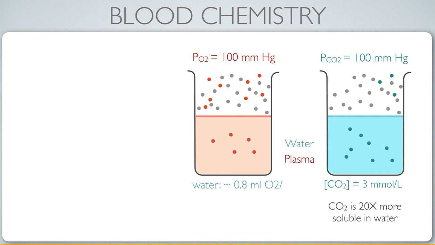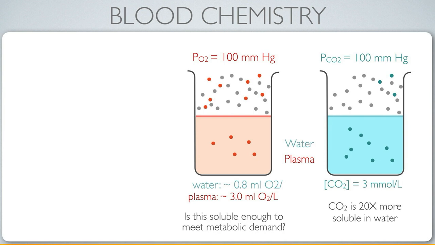In plasma, we find that actually, yeah, the solubility is quite a bit better. It's not as good as what we see for carbon dioxide, but it's more than 3 times better than water. Okay, so there's something about those proteins and the other stuff that's mixed in the plasma that really helps. All right, so now we can pose the question, is this enough? Is the solubility of plasma enough to meet the metabolic demands of the body?